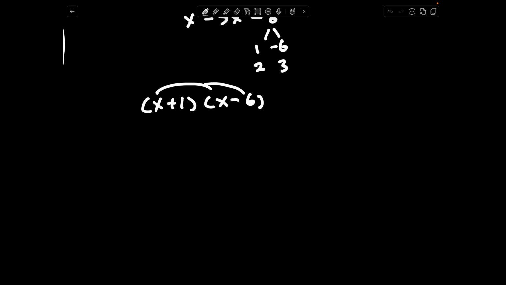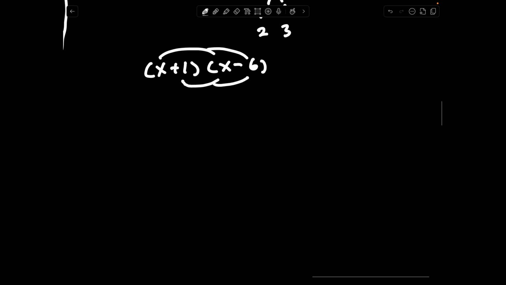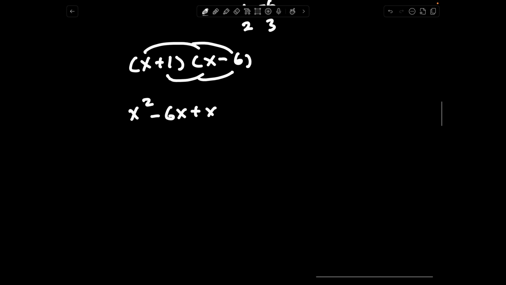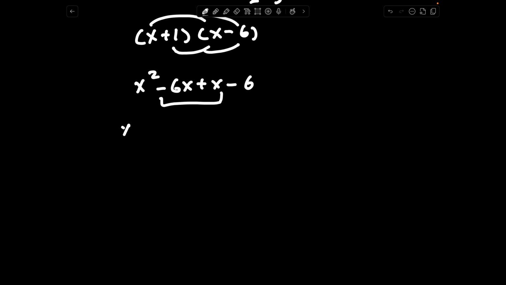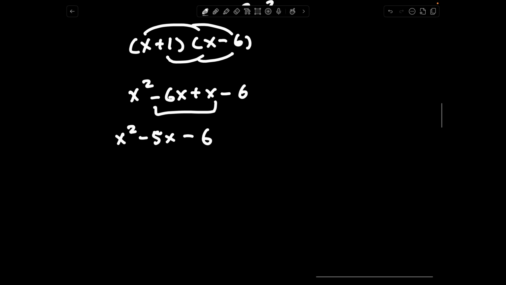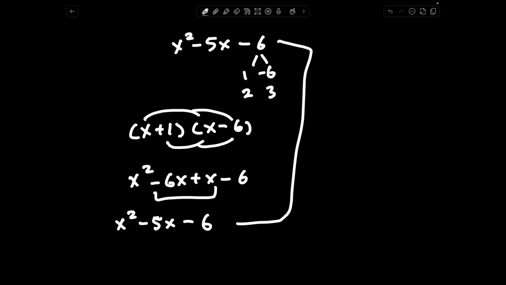First term times the first term, times the second term, times the first term, and then second term times the second term. So this will look like x squared minus 6x, 1 times x, that's just x, 1 times negative 6, that's just negative 6. Go ahead and add these up together. We're given x squared minus 5x minus 6. Boom. The exact same thing we had up here. That's it. So again, same idea: multiply the last term, add up the middle term.